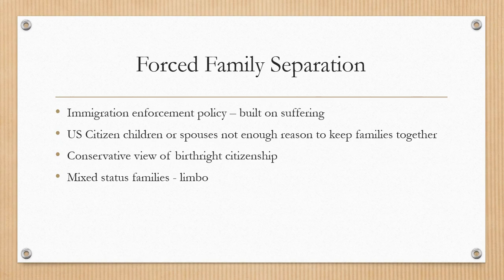It's important also to understand that U.S. citizen children or spouses are not enough reason to keep families together in the eyes of the law. There are a lot of misconceptions that people can just have children and then they'll be able to stay, or people can just marry a U.S. citizen and they'll be able to stay. But the reality is the law is much more complicated for people in different types of legal situations.